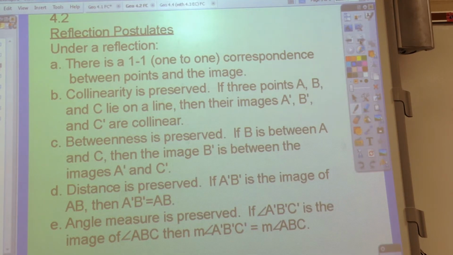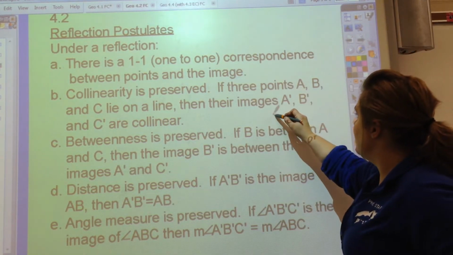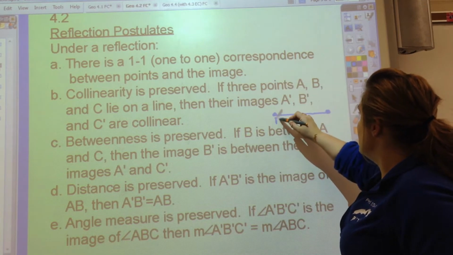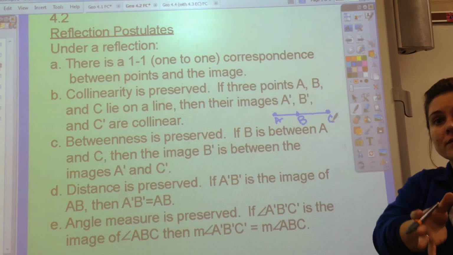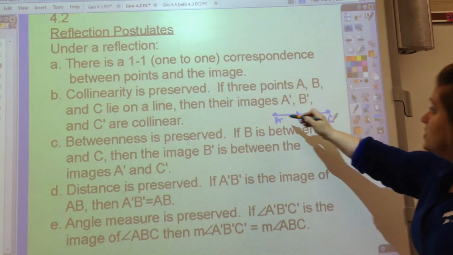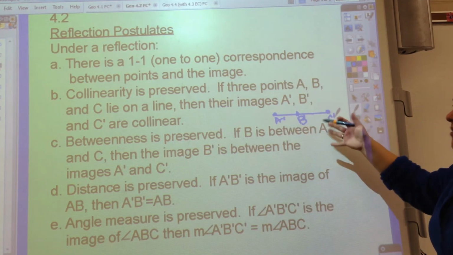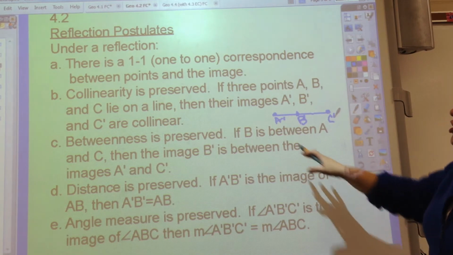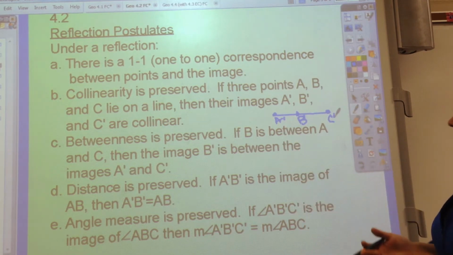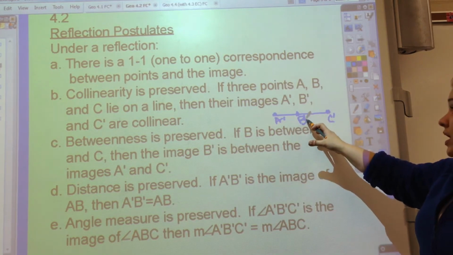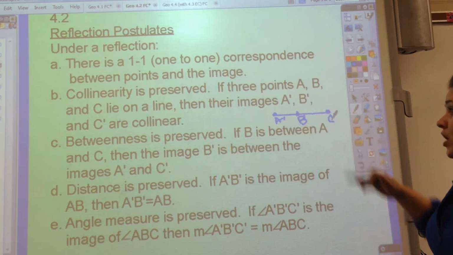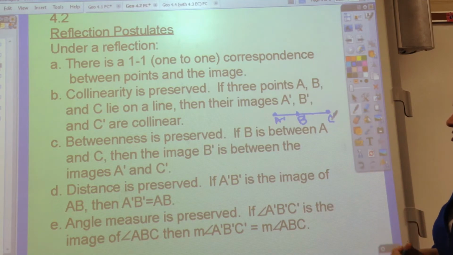image. Basically, there should be the same number of points in your pre-image as in your image. Collinearity is preserved. For example, if points A, B, and C lie on a line in the pre-image, A prime, B prime, and C prime should all lie on the line in the image. Your betweenness is preserved. If B is between A and C in the image, then B prime should be between A prime and C prime in the image.